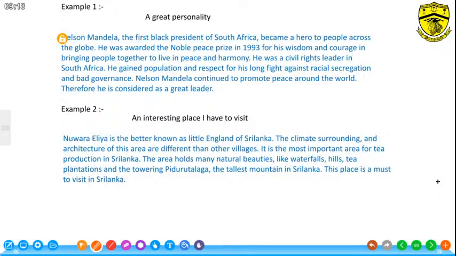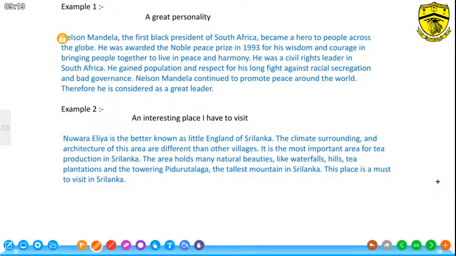Right. Now we have to move on to some examples. First example, a great personality. I think you know the word personality. A great personality means a famous person, a VIP. We are always talking about VIPs, very important persons.